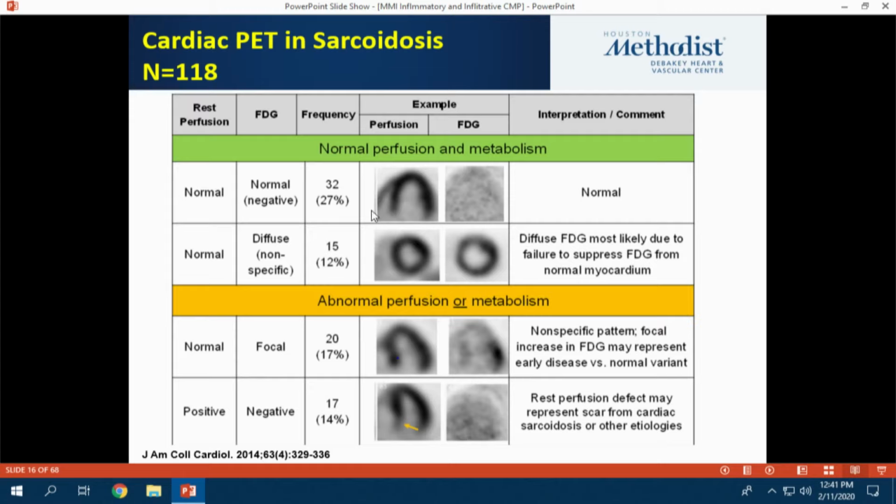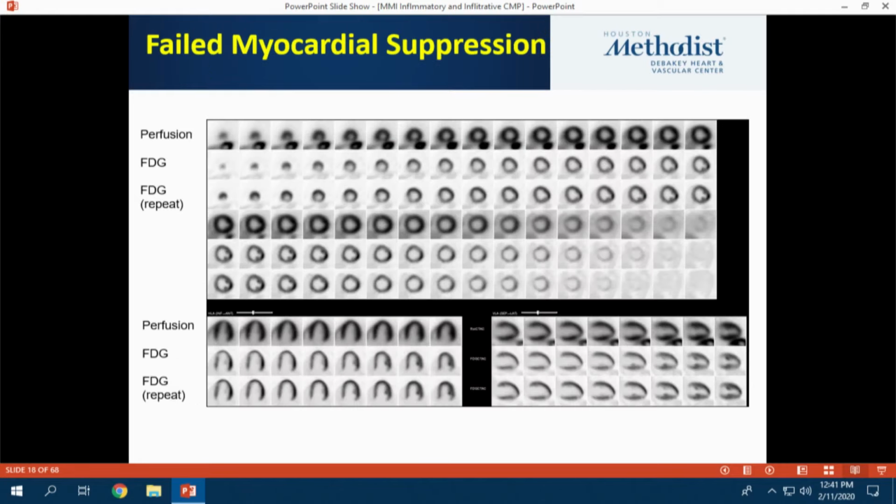So the first one is that we call it completely normal when we see normal perfusion, no perfusion defect, and no FDG uptake. That's clearly normal. Unfortunately, there is a small percent of patients, and in the Brigham group, 12% of their patients, despite having fully normal perfusion, there is also diffuse focal disease in there. And they think this is just because they could not suppress the myocardium very well. Here we have had one patient like this out of the 40 plus patients that we've done so far.